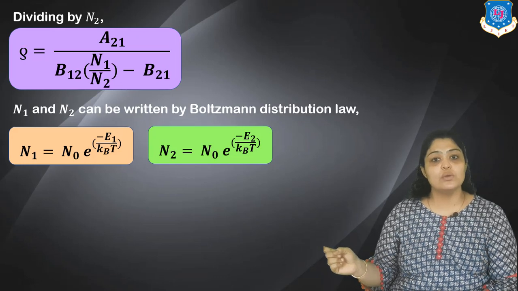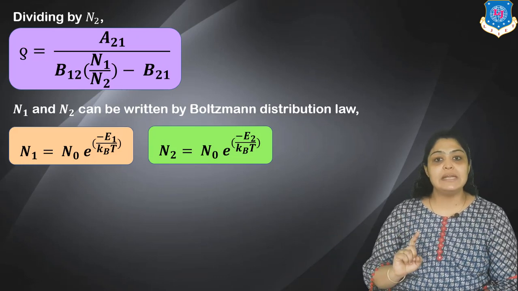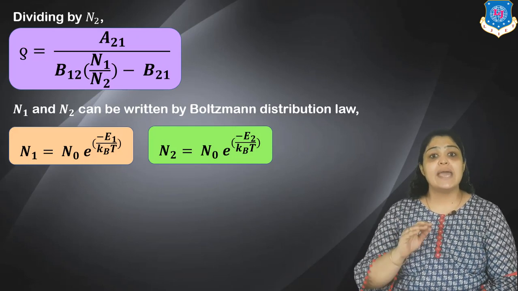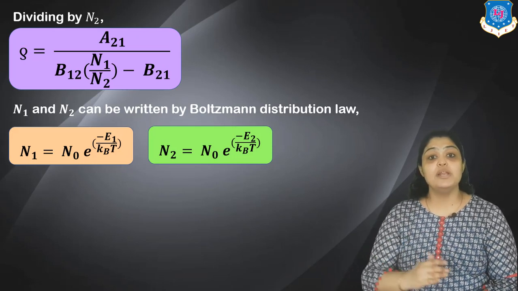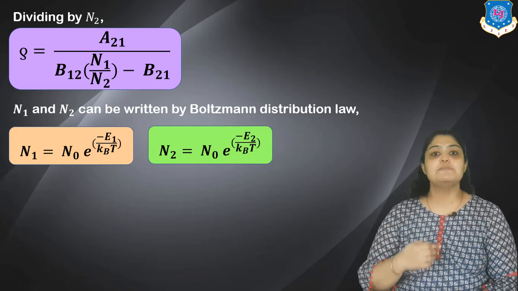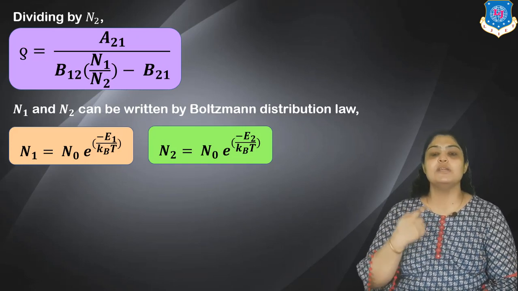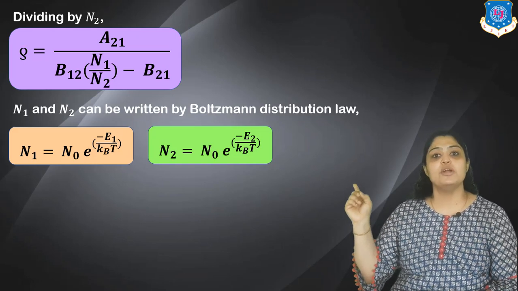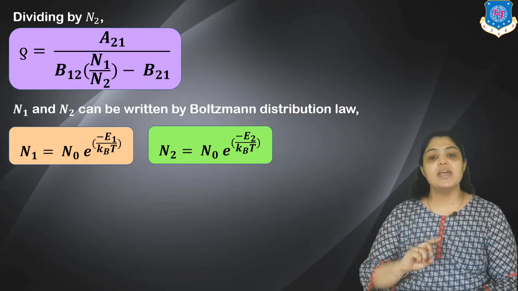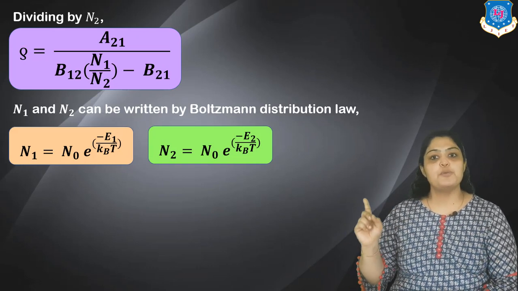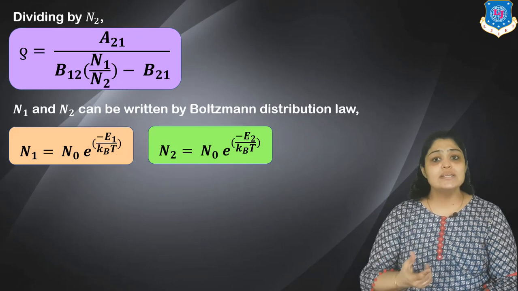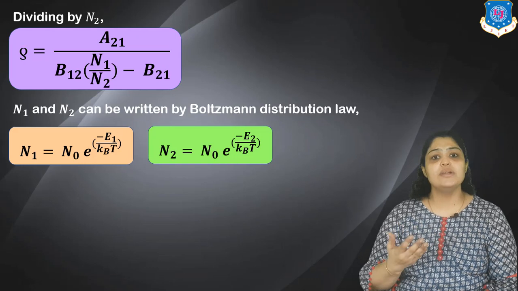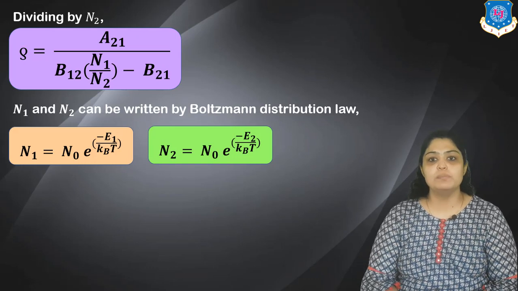N1 is equal to N0 e raised to minus E1 upon kBT, and N2 is equal to N0 e raised to minus E2 upon kBT. N0 means population of ground level. N1 means population of lower energy level and N2 means population of higher energy level. So when we are considering lower energy level, the corresponding energy E1 is considered, and when we are considering higher energy level, the corresponding energy E2 is considered. What is kB? kB is known as Boltzmann constant. Value is 1.38 into 10 raised to minus 23 joule per Kelvin.